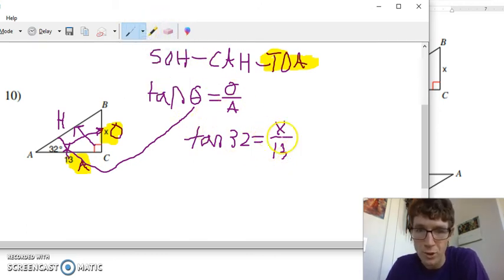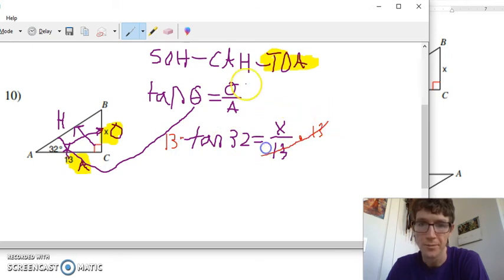So next step, we're trying to get x by itself. We got this 13 down here that we want to get rid of. So if it's x divided by 13, what's the opposite of division? And that would be multiplication. So we're going to multiply both sides by 13. So they cancel over here. So now we got basically x is equal to 13 times the tangent of 32.